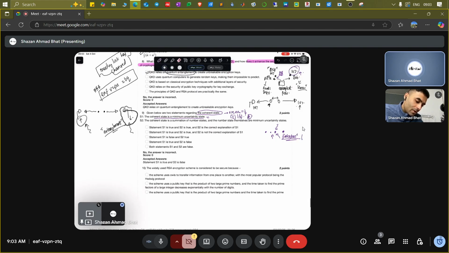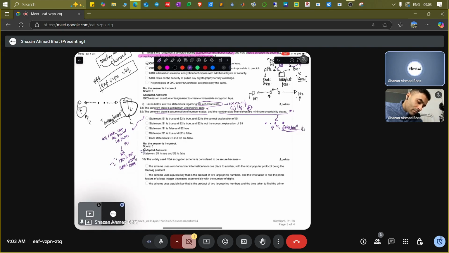The coherent state is a summation of number states, and the number states themselves are minimum uncertainty states. That's absolutely wrong. A coherent state can be built up from number states, but a number state is not a minimum uncertainty state. That is the exact reason. So statement one is true, but two is absolutely false because this part is false.